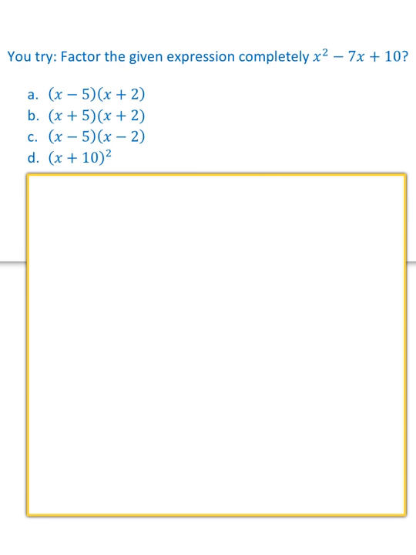Here is another problem that you can try on your own. It is factor the given expression completely. This is another set of directions that should trigger box method. But if that doesn't trigger it, look at your answers. You have a polynomial times a polynomial, and that should trigger box method. So I want you to go ahead and pause the video, try this problem, try each one of these, and see which one actually matches x squared minus 7x plus 10. So go ahead and pause that video and try it on your own, please.